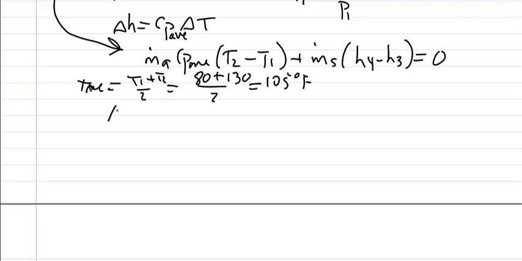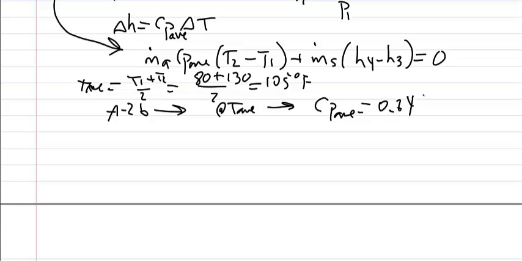Now, if we go into table A2 part B for air at the average temperature, then we'll find that Cp at that average temperature is 0.24 BTUs per pound mass per degree Rankine. Let's also go into our tables and find the property data for the steam.